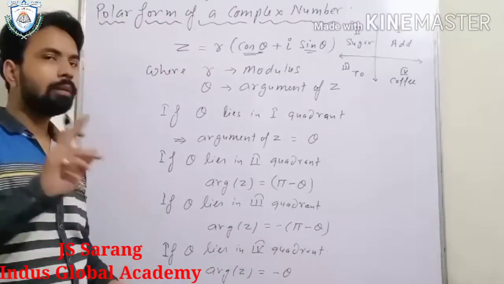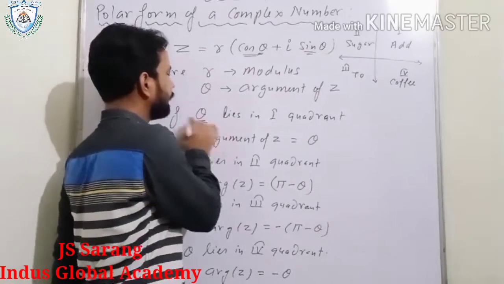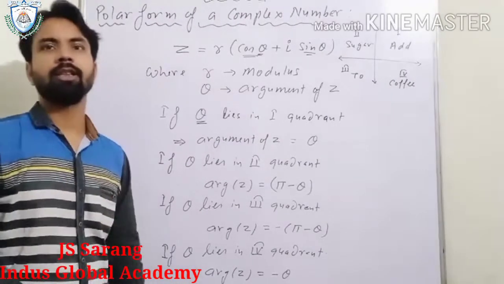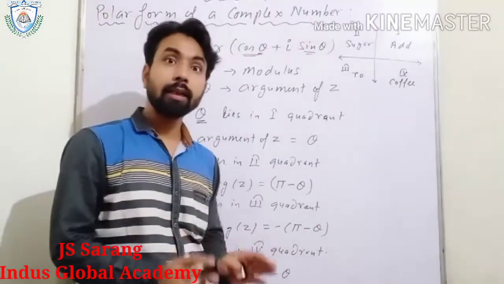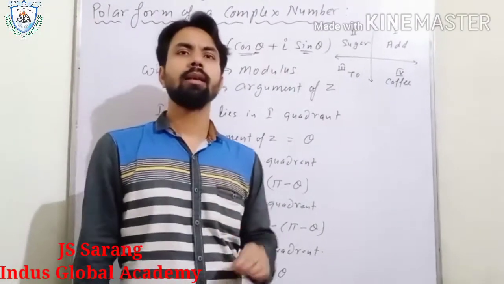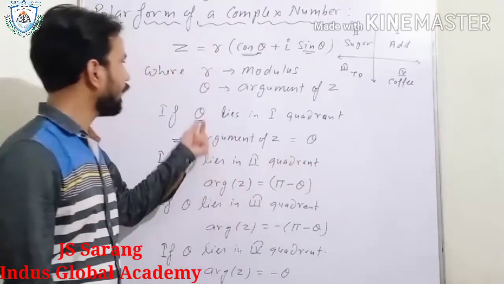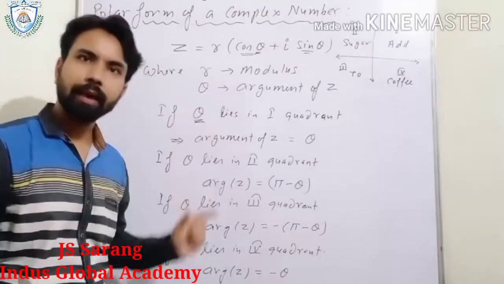Clear? Now one important thing you have to keep in your mind: here we have to take theta in radian measure. But theta is the measurement of an angle. Angle can be measured in degrees as well as radians. So here we will have to take the value of theta in radians.